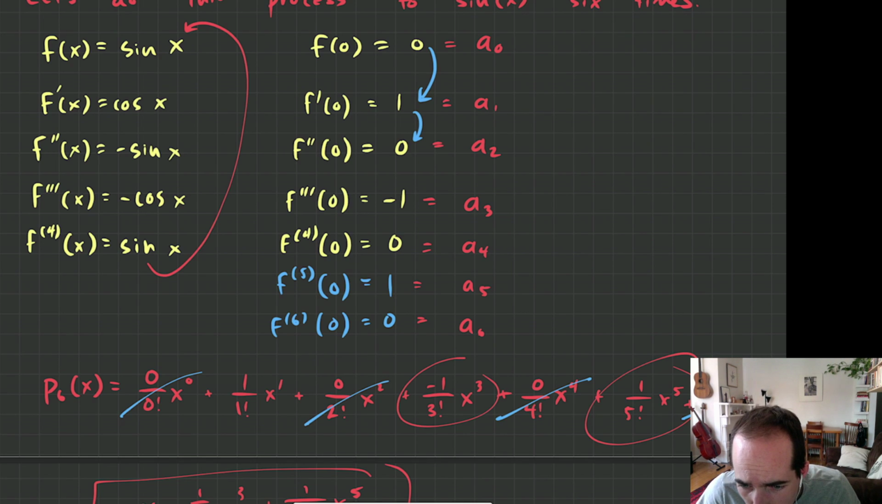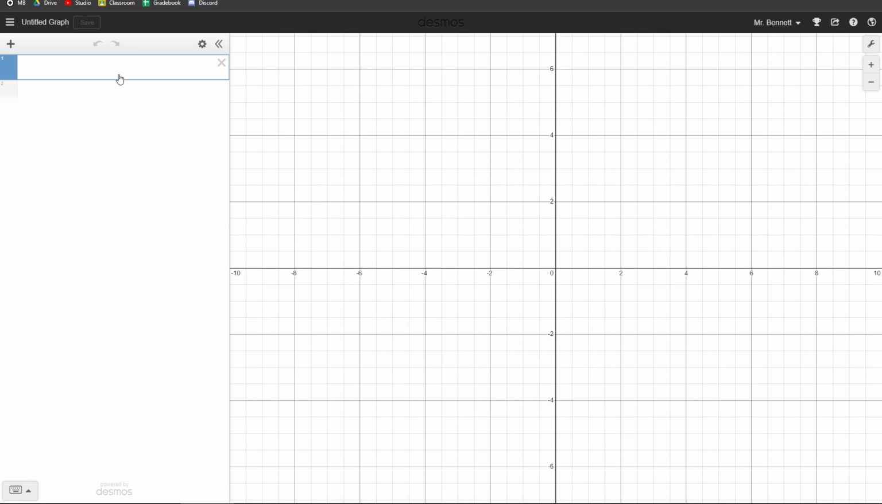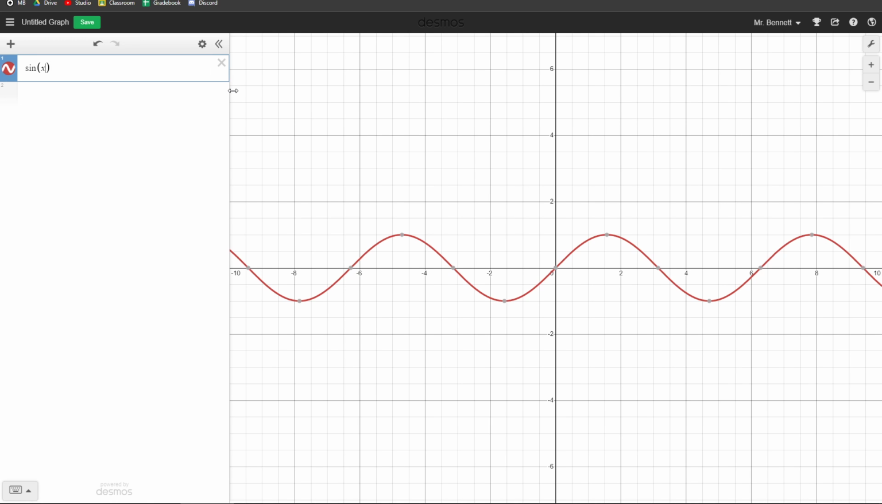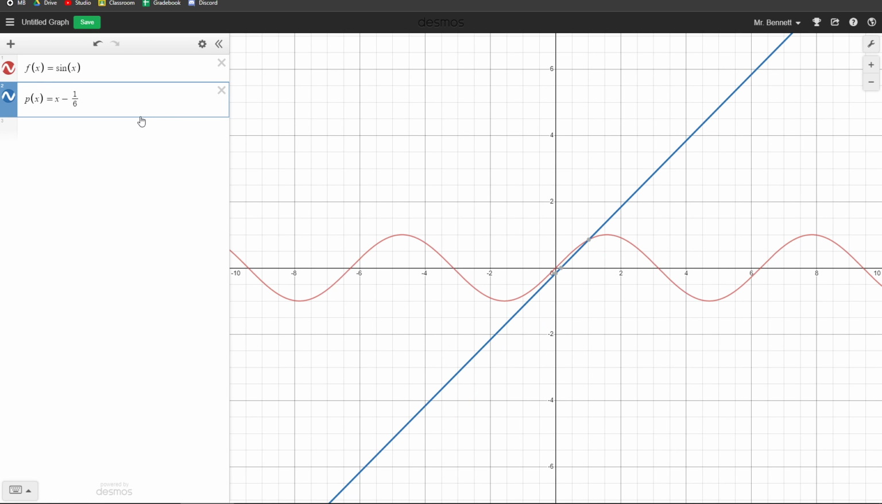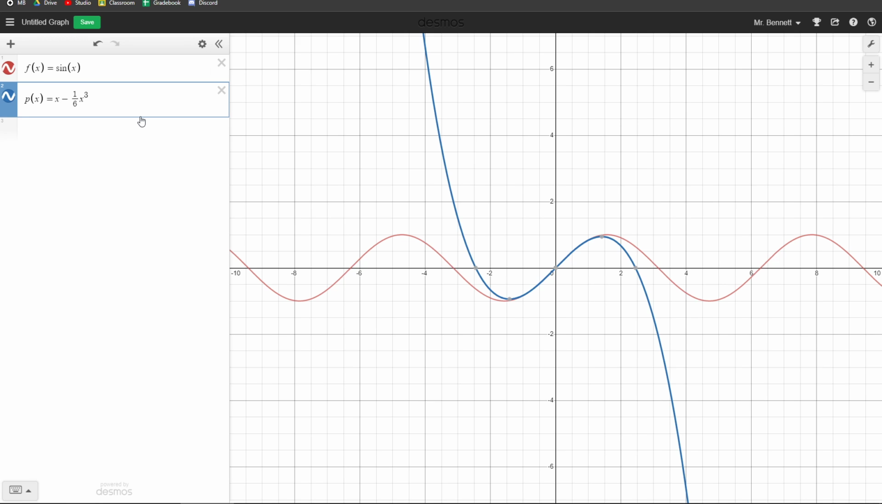So now I'm going to take you off my iPad and bring you onto my computer screen. Can you guys see that okay? Okay, so let's first write sine of x. That's going to be my f of x equals sine of x, something that we're all familiar with. And now I'm going to call it p of x, and that's going to be x minus 1/6 of x cubed.